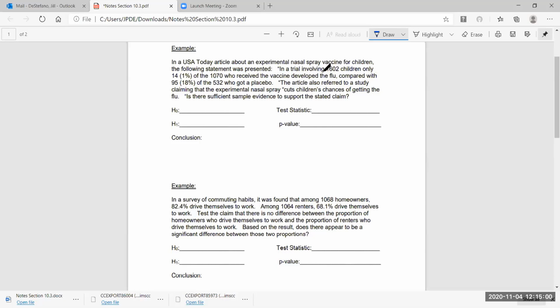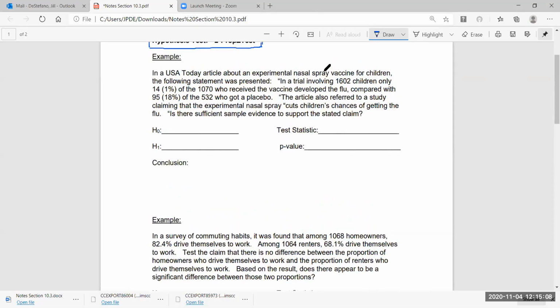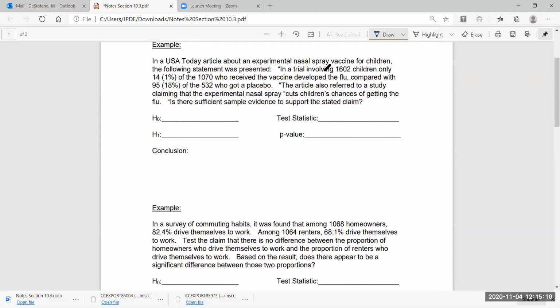So, one of the things I suggest that you do when you're working on these problems is very clearly identify what your two samples are. So when we look at this one, we have this larger group of 1,602 children, and they divide it into the group that got the vaccine.